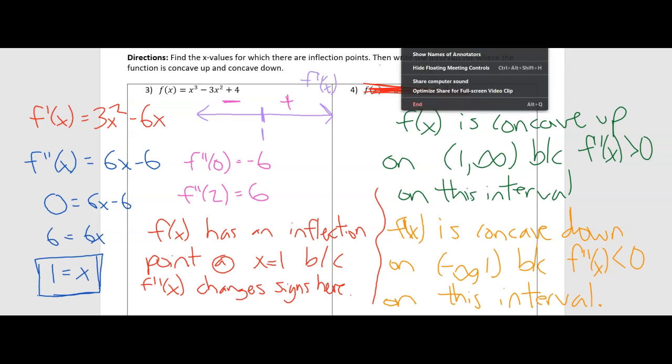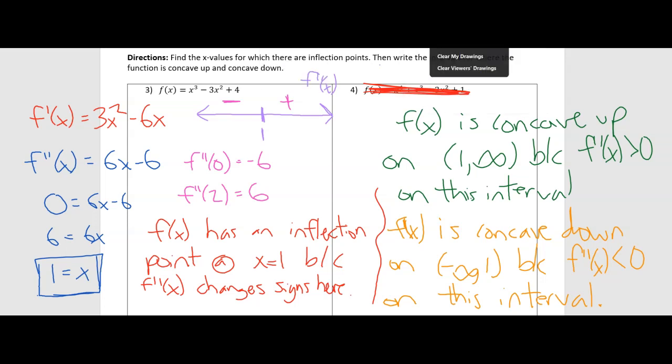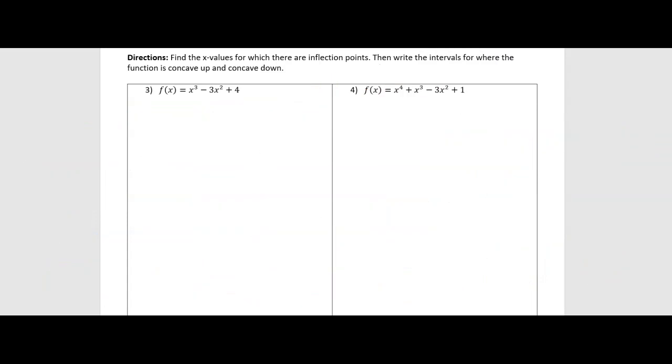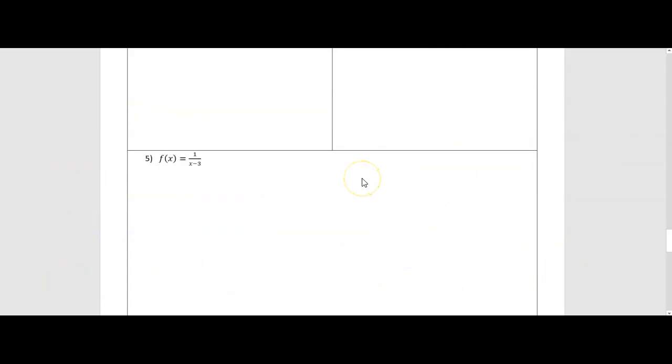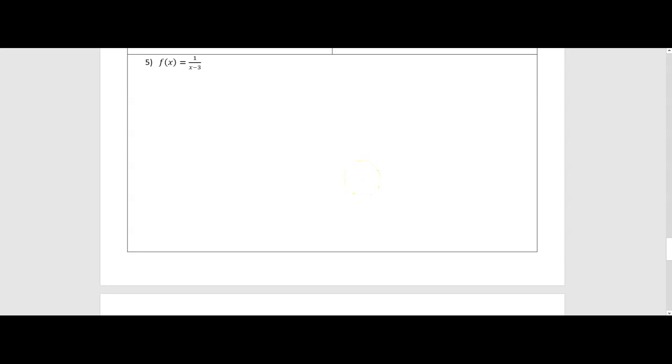Let's finish off by doing number 3. If you haven't done it, go ahead and try it. If you have, you can just keep on listening. Same process, different function, right? This function may act a little differently though.